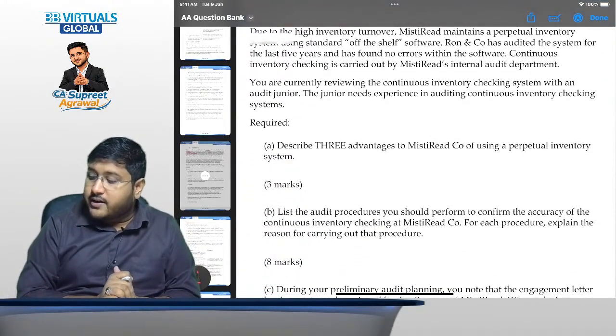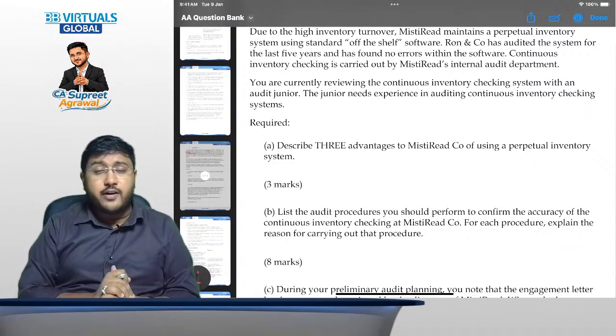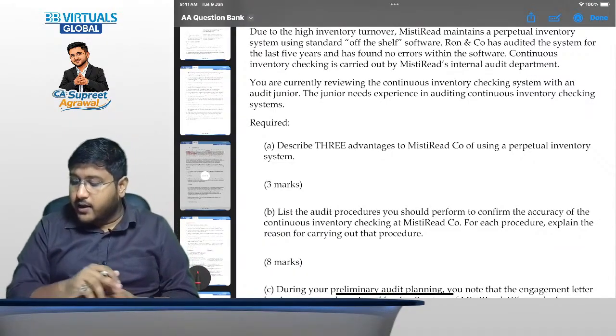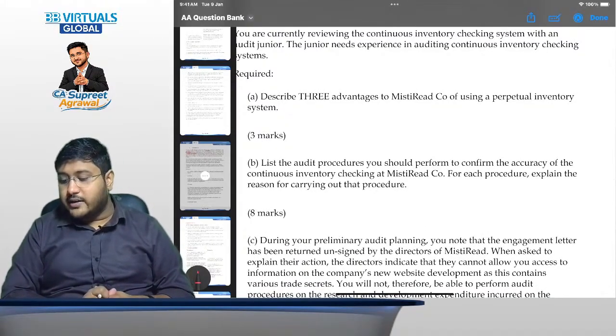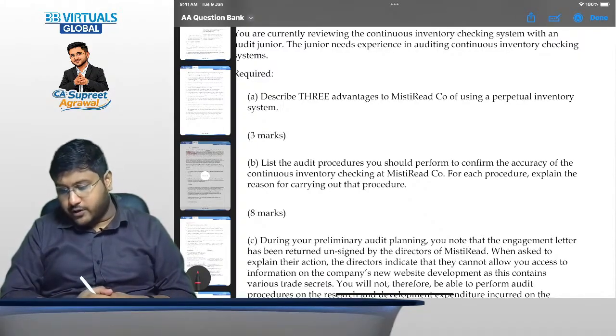Now describe 3 advantages to Mr. Reed Company of using a perpetual inventory system rather than a periodic system. Then list the audit procedures you should perform to confirm the accuracy of the continuous inventory checking at Mr. Reed Company. For each procedure, explain the reason for carrying it out.